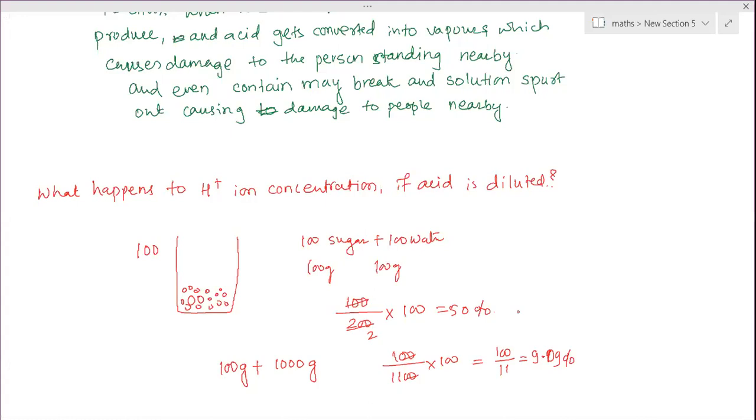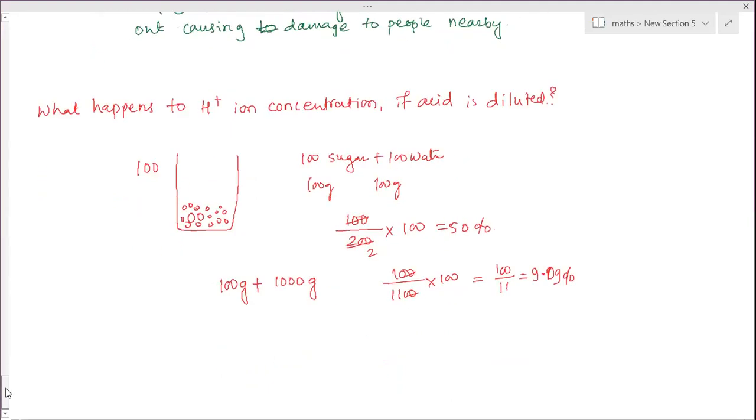The same thing happens in the case of dilution of an acid. Have you changed the number of H plus ions? No, we have not changed the H plus ions. What we have increased is the amount of water molecules. Due to that, the percentage of H plus ions has reduced. Clear? Yes, ma'am.